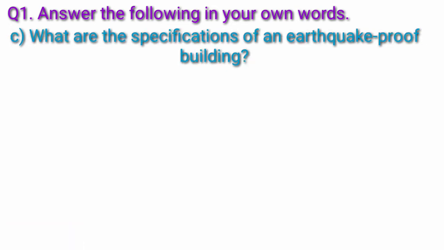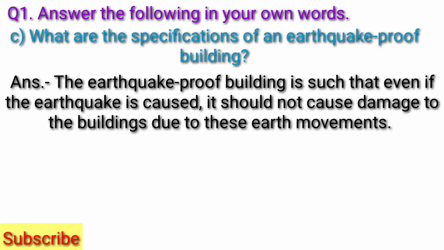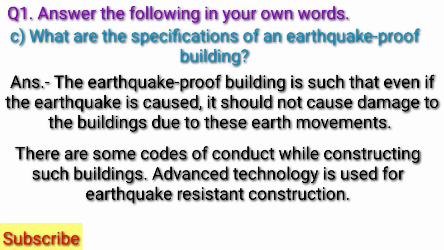Question C. What are the specifications of an earthquake proof building? Answer. The earthquake proof building is such that even if the earthquake is caused, it should not cause damage to the buildings due to these earth movements. There are some codes of conduct while constructing such buildings. Advanced technology is used for earthquake resistant construction.